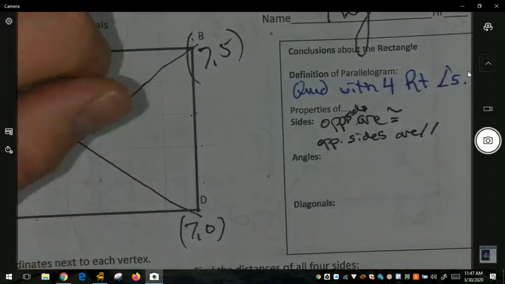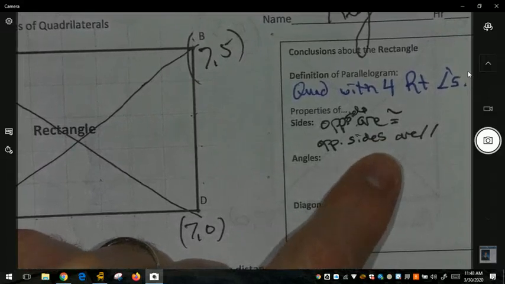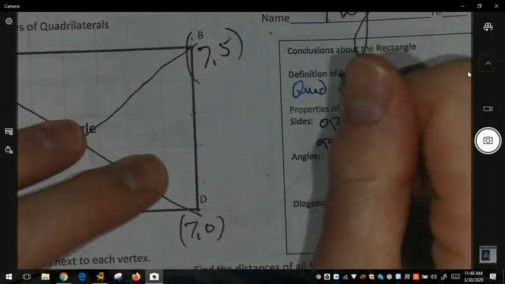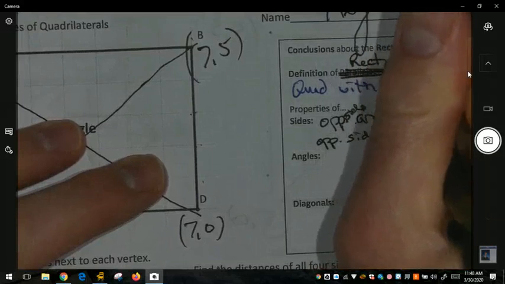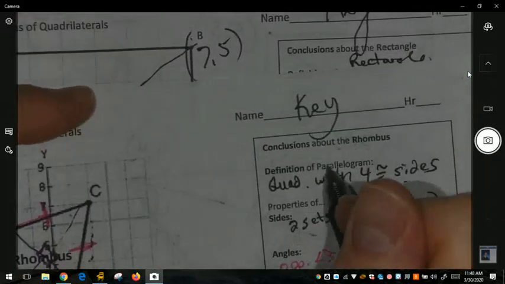So a rectangle is a parallelogram. It meets the definition of one, having parallel sides. This also right here, it says definition of parallelogram. It should say definition of rectangle. We'll need to fix that also for the rhombus. That was definition of rhombus.